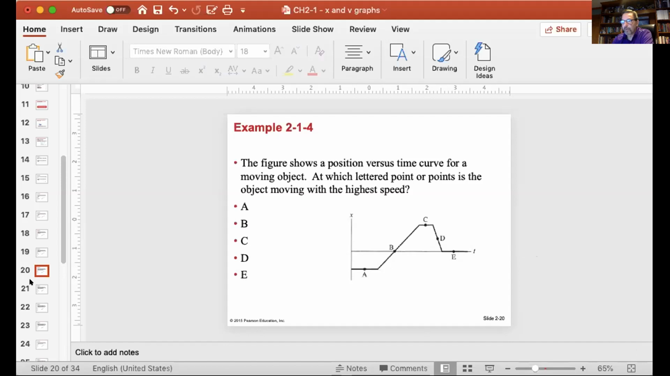Stop sharing that. I'll put that up. You can see D is the answer here. We'll move to the next one. This is question 5. Launch the poll, and you're off. And this one I'm asking, at which lettered point or points is the object, there's only one choice, lowest non-zero speed?